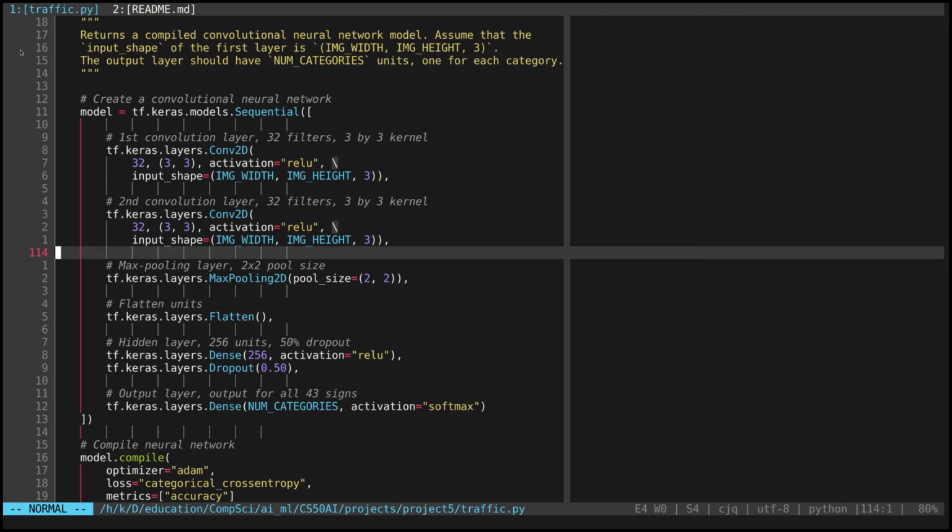And I stayed with 50% dropout. I found that if I changed that to 25% or 75%, accuracy went down substantially. And then there are 43 output units for each of the sign types.